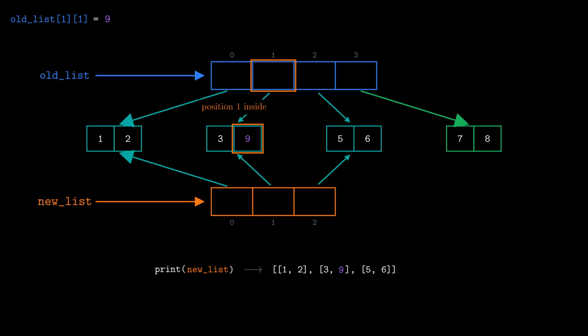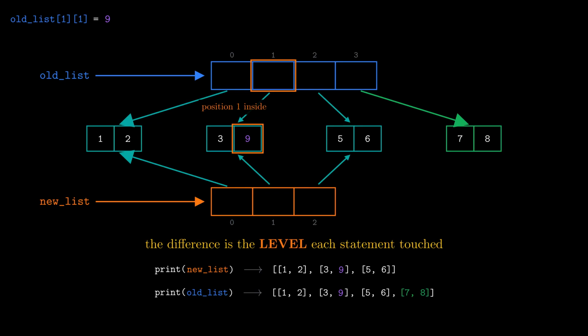The 9 is sitting there, inside a list you never named. Print old list and you see the same 9, plus the extra sublist 7, 8 that you appended earlier. So one statement was invisible across the copy and the other was not. And the difference is the level each one acted on.